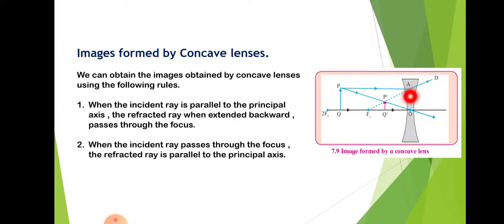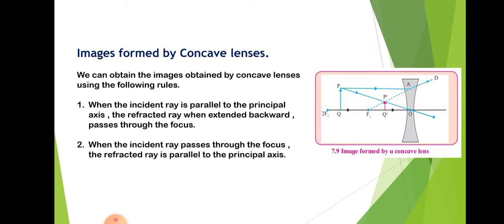What we have to do, the refracted ray will go like this. It will not go like here or not go like somewhere else. It will go like this and then उसको extend करके कहाँ तक लेके आना है, प्रिंसिपल फोकस तक. Yes. And the second rule will say that when the incident ray passes through the focus, जब भी इंसिडेंट रे फोकस से पास हो जाएगी, यहाँ से फोकस से, then the refracted ray is parallel to the principal axis. फिर जो रिफ्रैक्टेड रे है वो प्रिंसिपल एक्सिस को पैरेलल हो जाएगी.